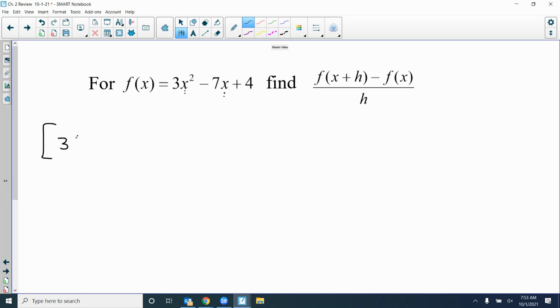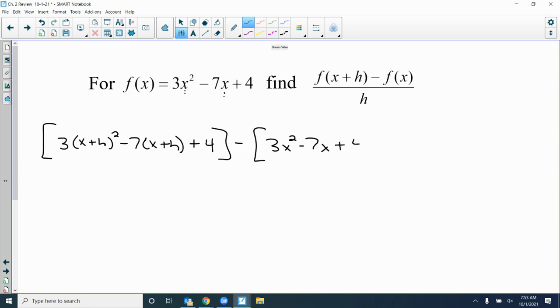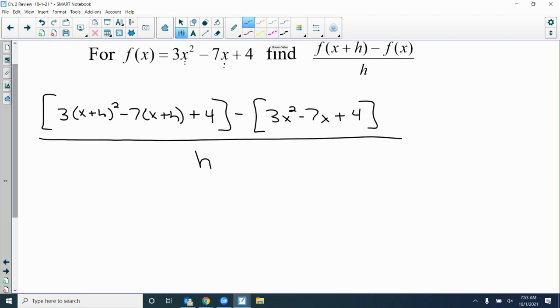So it's 3, this x gets replaced with x plus h, squared, minus 7 times x plus h, plus 4. Don't forget that plus 4 at the end. Minus f of x, which is just the original function. Everything is divided by h. In the end, that h should cancel on the bottom. If we do everything right, that h will end up canceling. Now it's just algebra. That's the key part here. We set it up. Now we do the algebra. Now we talked about this earlier.